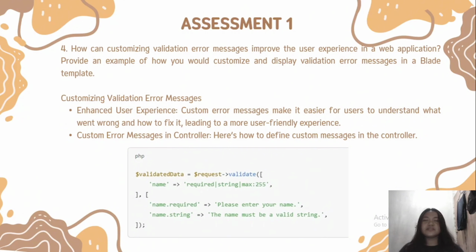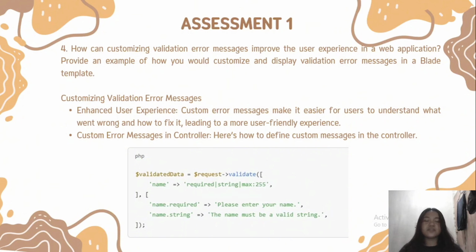How can customizing validation error messages improve the user experience in a web application? Provide an example of how you would customize and display validation error messages in a Blade template. Customizing validation error messages enhances user experience. Custom error messages make it easier for users to understand what went wrong and how to fix it, leading to a more user-friendly experience. Custom error messages in controller.